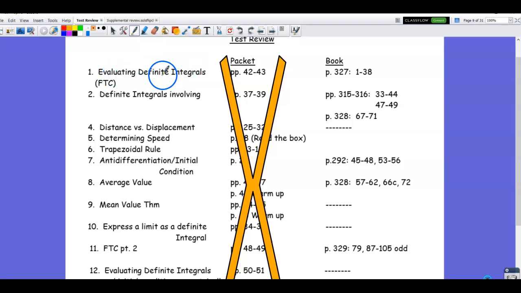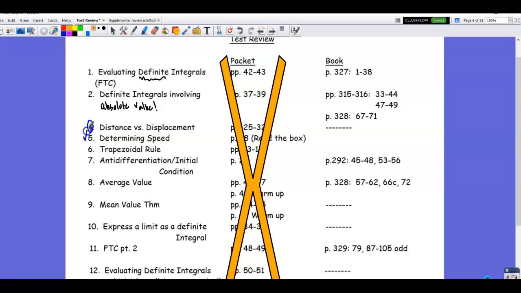You will be evaluating definite integrals, which is the fundamental theorem of calculus part 1. So there's the definite integrals. Definite integrals involving, I think that's supposed to say absolute value, so add that in. Pay close attention to that. Make sure that you know the difference and can write integrals for distance versus displacement.